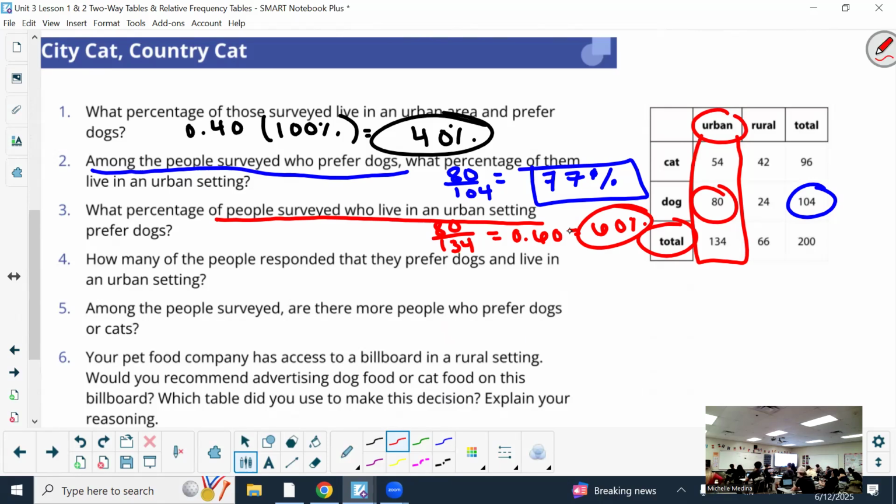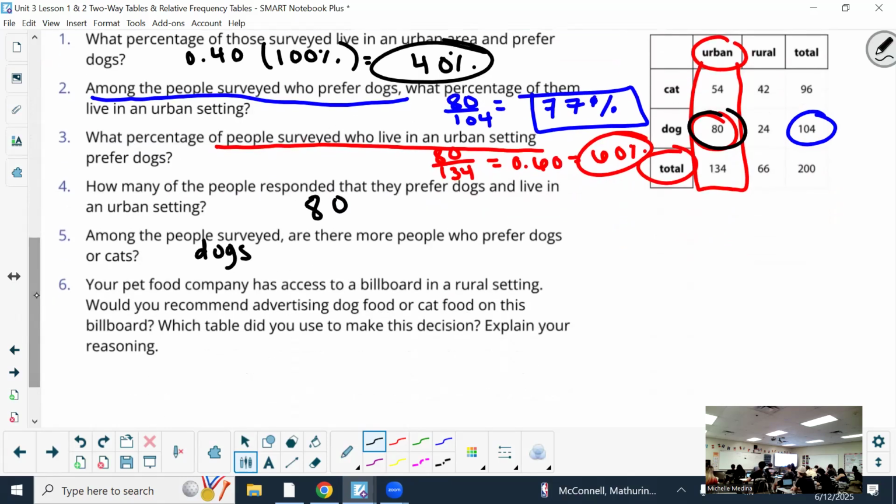Now, how many of the people responded that they prefer dogs and live in an urban setting? They're not asking us for a percent in that. They just want to know how many of the people surveyed like dogs and live in an urban setting. 8. All right, so again, it's really key. Good on that? All right. Among the people surveyed, are there more people who prefer dogs or cats? Dogs. So that would be out of these 200, dogs is a little higher.